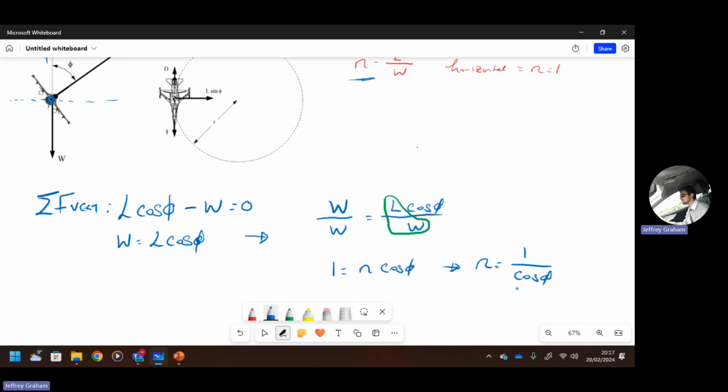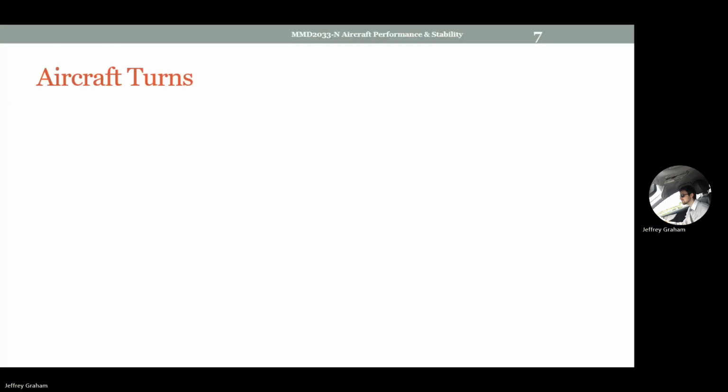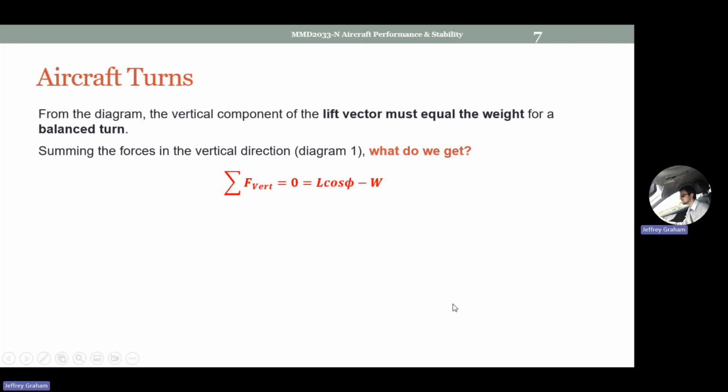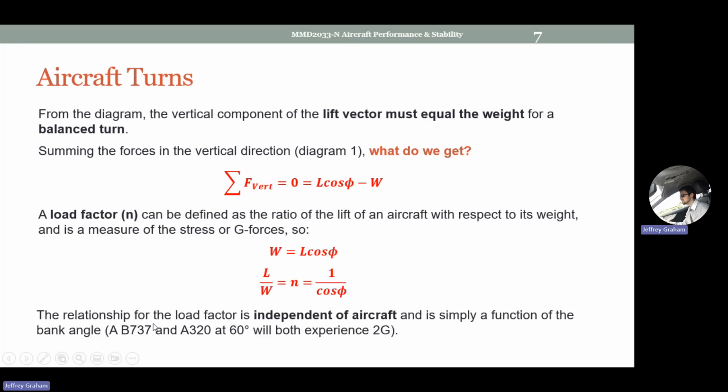Right, this is quite an important feature. If I jump back into our PowerPoint here, and our formula. Right, this statement at the bottom: the relationship of the load factor is independent of the aircraft. It doesn't matter what you're doing. It doesn't matter where you're pulling it. But basically, if you're at a bank angle of 60 degrees, you will be at 2G. That doesn't matter whether you're in a 737. It doesn't matter whether you're in an F-15. Both aircraft at 60 degrees will give you 2G, or 2 times our weight.